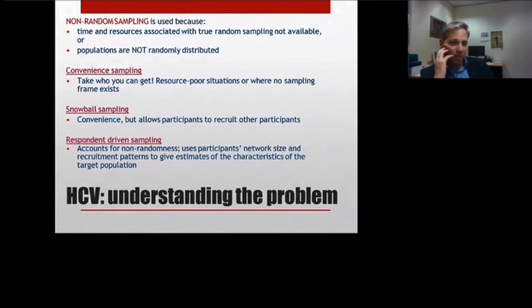Snowball sampling is a type of convenience sampling, but it allows the participants to recruit others. And then there's respondent-driven sampling, and it uses the participants' network to continue recruitment to give estimates of the target population and the prevalence.